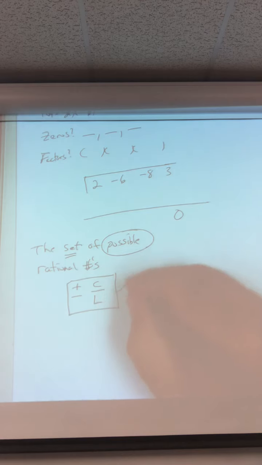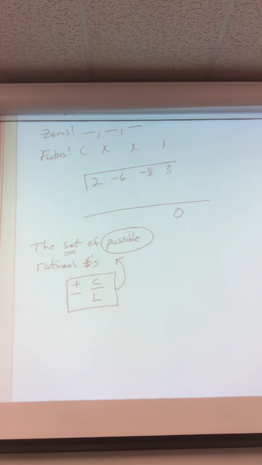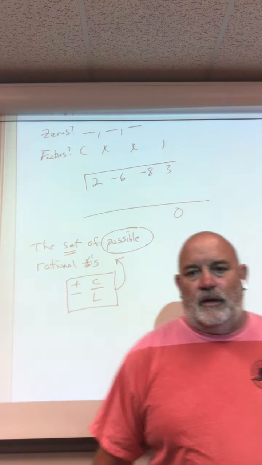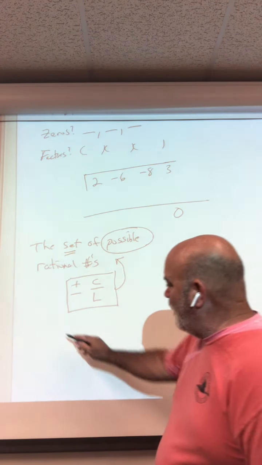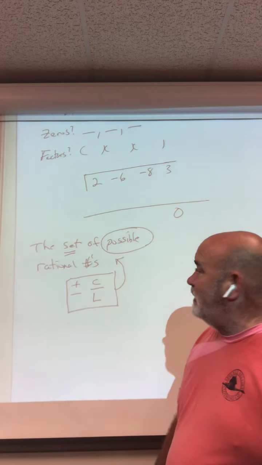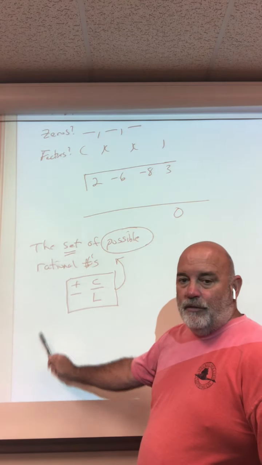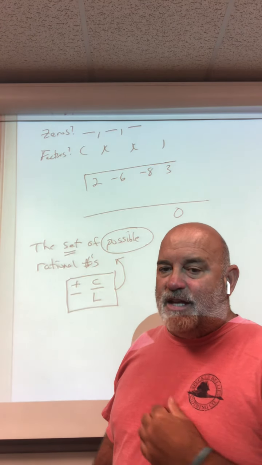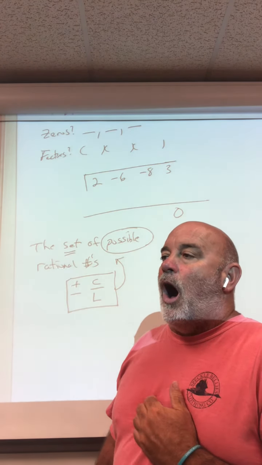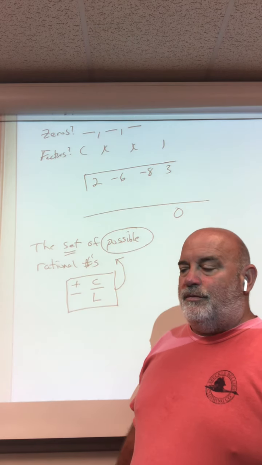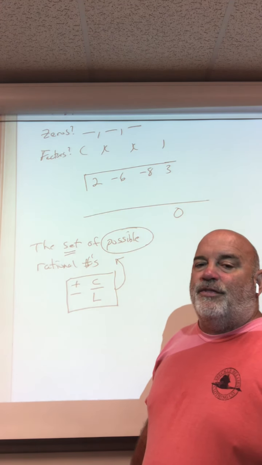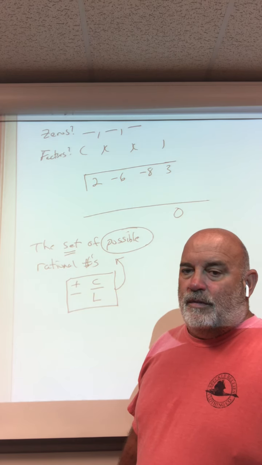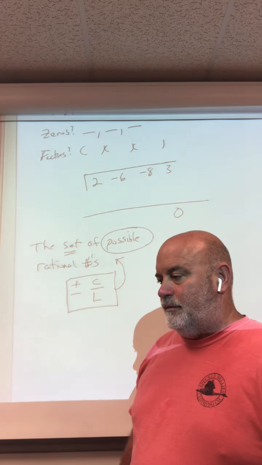There's the formula for the set of possible rational numbers. You need to memorize that formula. Now, right up under here, write this. C represents all of the factors of the constant in the polynomial function.